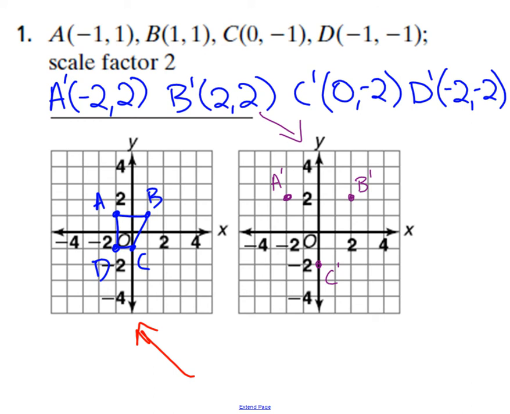And then negative 2, negative 2. Oh, my bad. Was testing you. You passed. So we connect those. What should we end up with? We should get the exact same shape, only a bigger size. Okay?